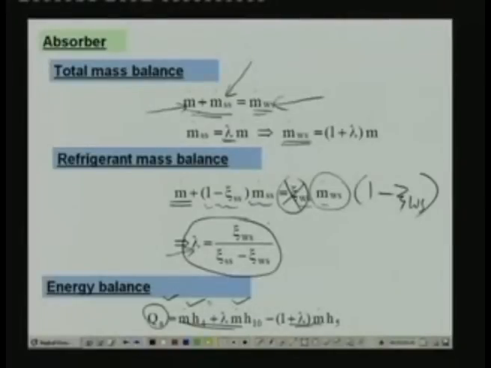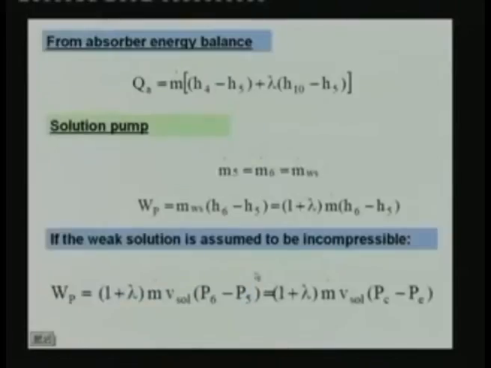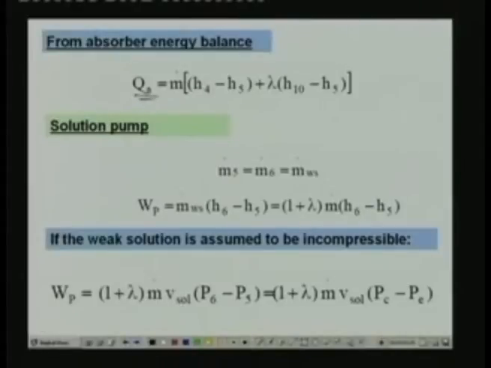Now we can also write this expression in this form. So the absorber load QA can also be written as m dot is common, (H4 minus H5) plus lambda into (H10 minus H5). Okay, and this term H4 minus H5 is nothing but the difference in enthalpy as the refrigerant vapor at state 4 is getting converted into solution at state 5. Okay, so this accounts for the phase change of the refrigerant from vapor to solution. Okay, and this accounts for the sensible heat transfer part.